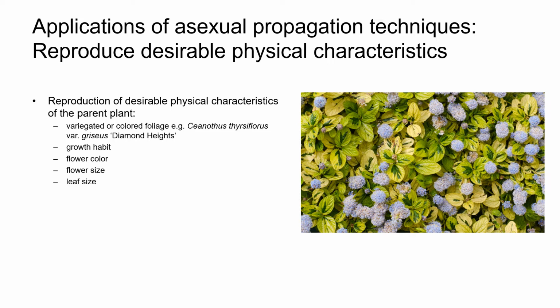Other physical characteristics that are reproduced using vegetative propagation methods include a specific growth habit, a different flower color or size, or differently sized leaves. All of these plants will have a cultivar name, which will give you a big clue that that plant should be propagated asexually rather than from seed.